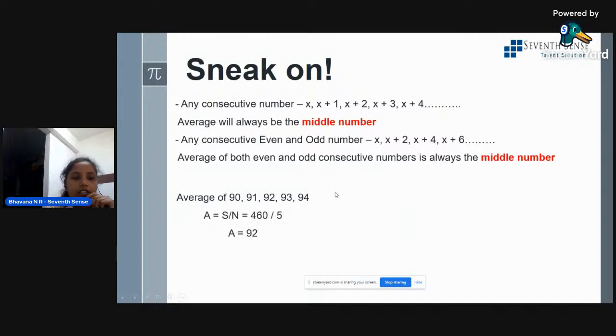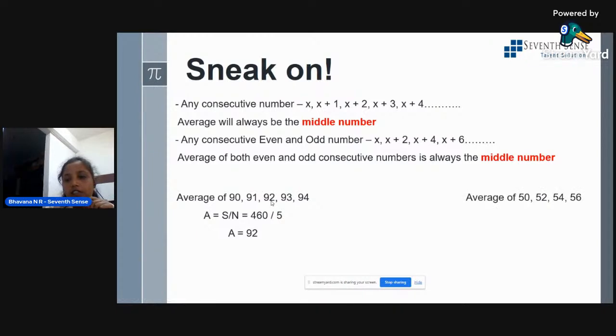See here, the average of 90, 91, 92, 93, and 94. In this case, what is the average we have to find? When they give it like this, there is no need to calculate all the numbers. It's just the middle number of the given numbers. That is the average of the numbers.